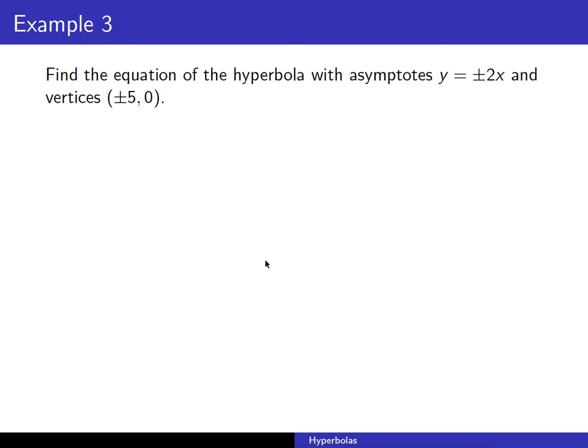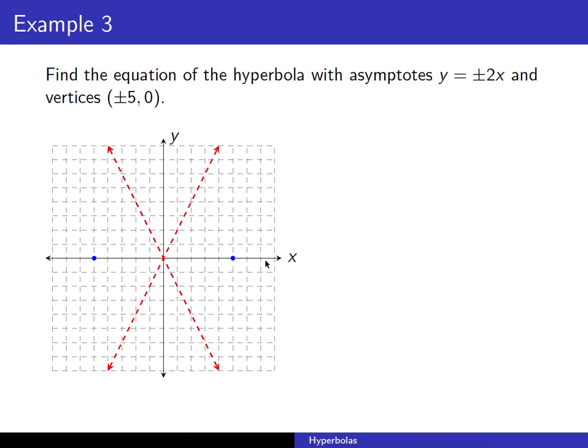All right, example 3, find the equation of the hyperbola with asymptotes at y equals plus or minus 2x and vertices at plus or minus 5, 0. So our vertices are at 5, 0 and negative 5, 0. That means our hyperbola is going to open left and right. So here's a graph of the asymptote equations along with our vertices. And again, because the vertices are left and right of each other, our hyperbola is going to open left and right, which means the positive sign is going to be in front of the x term in our equation.